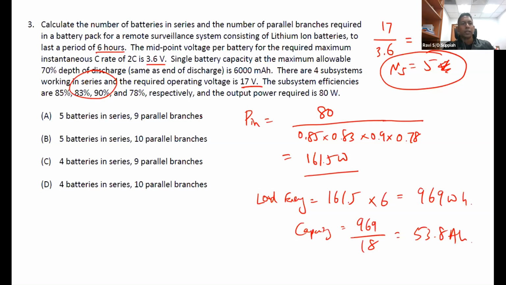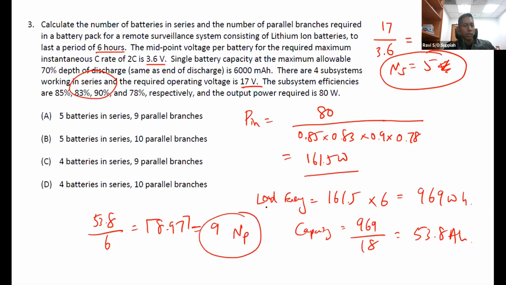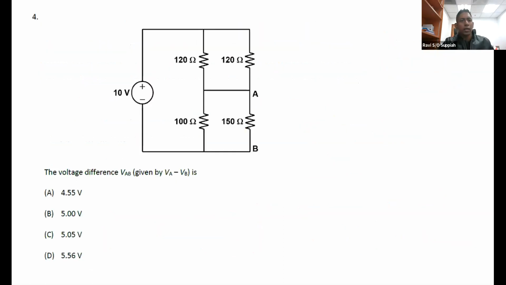And for the depth of discharge, for a single battery the capacity is 6,000 milliampere hour, which is 6 ampere hour. So 53.8 divided by 6, I will get 8.97. So you take the ceiling of that, you'll get 9. So that is your cells in parallel. So 5 and 9, the answer is A over here. All these are quite standard, from what we have been doing all the while.